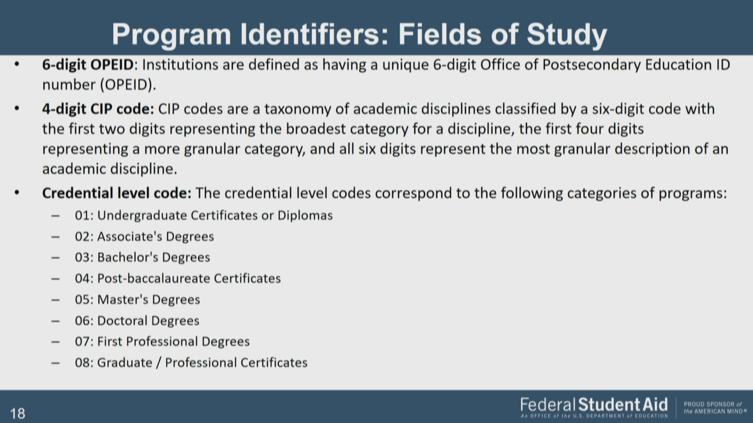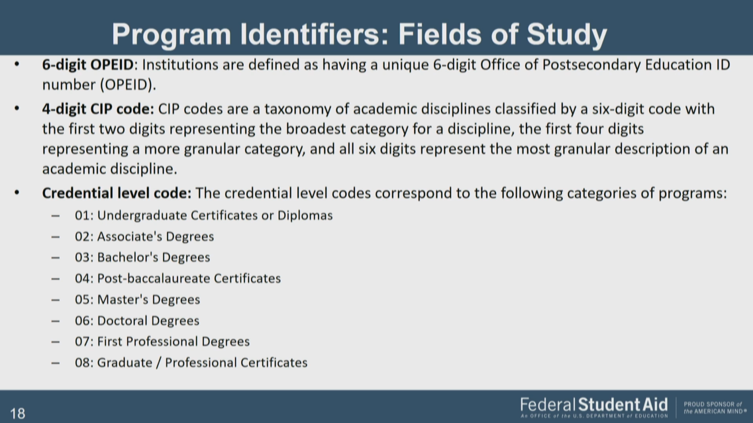We have a 4-digit CIP code, Classification of Instructional Programs. I'm not sure if everybody's familiar with that, but basically it's a taxonomy based on a 6-digit code where the first 2 digits are the broadest descriptor, the next 4 digits are a little bit more granular, and the 6-digit CIP code is the most granular. I'll give you an example of that. But all that is to say that the 4-digit CIP code represents not the most granular observation of a program. It's going to be a combination of programs.